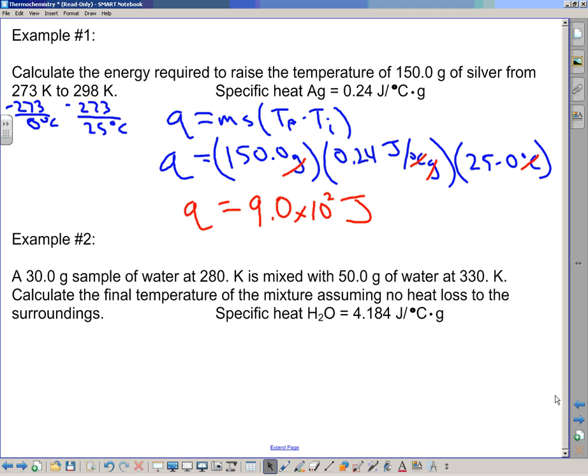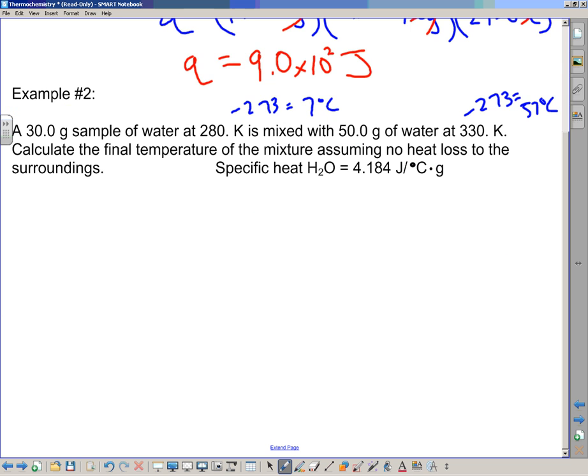First thing we want to do, without even thinking about it, is change what to what? Kelvin to Celsius, exactly. So we subtract 273 here, and we get 7 degrees Celsius. We subtract 273 here and get 57 degrees Celsius. Now, before we start trying to plug into the equation and solve for this one, we want to think a little bit about what's going on.